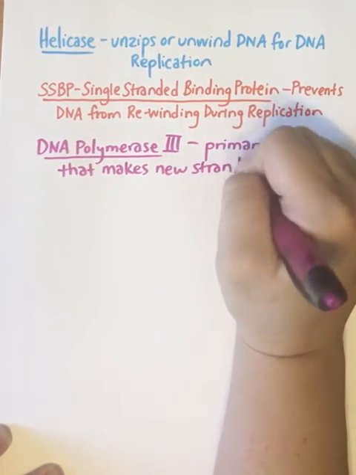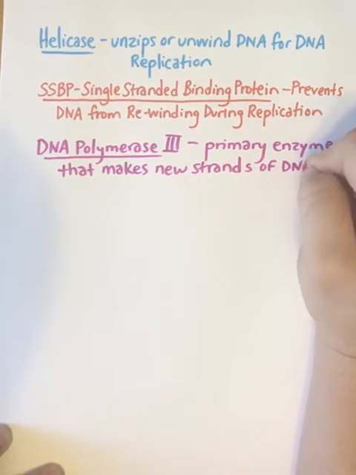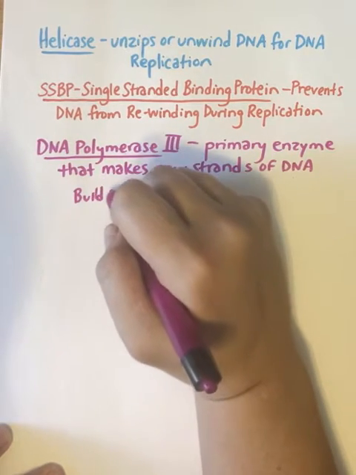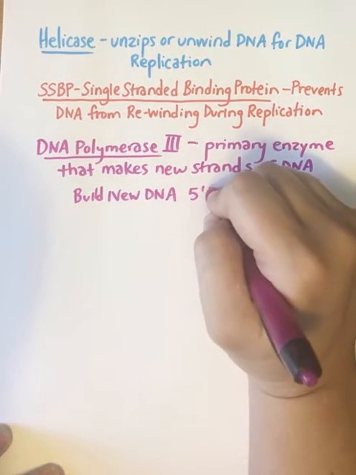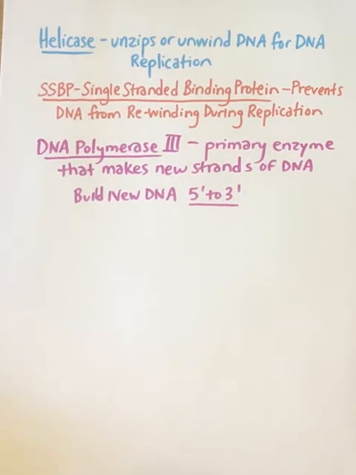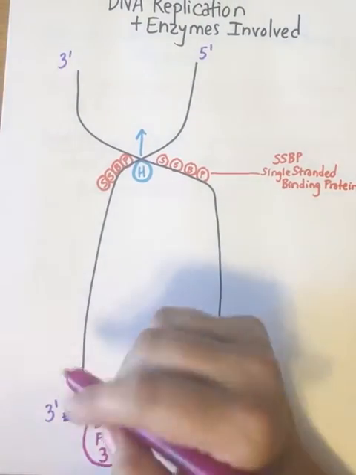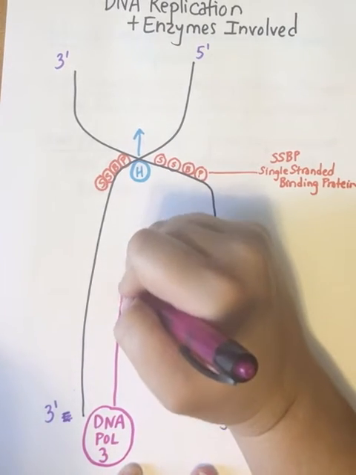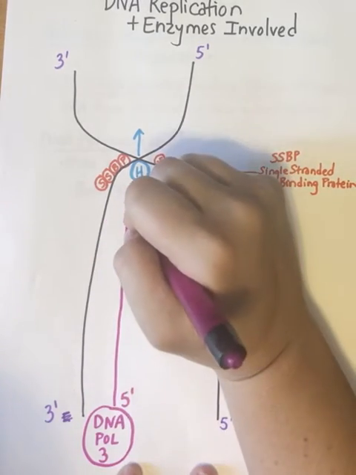Now, when we talk about DNA polymerase III, DNA polymerase III is going to build new DNA from 5' to 3'. So it has to start at 5'. So DNA polymerase III on this left side is going to build a new DNA strand that goes in the same direction as helicase, but it only can build it from 5' to 3'.